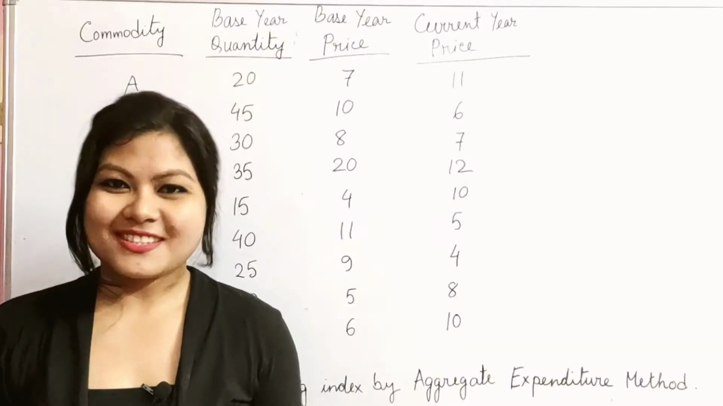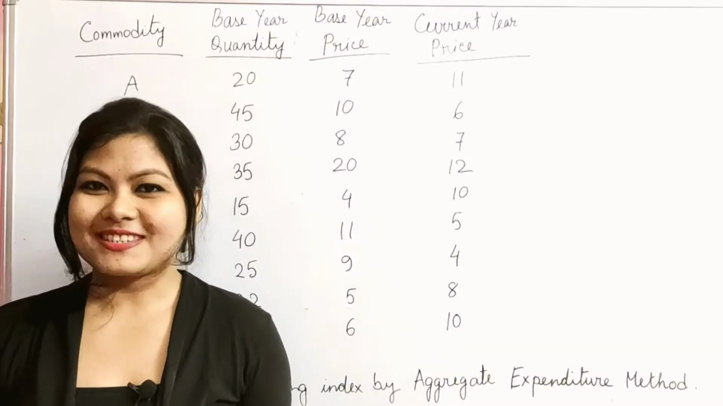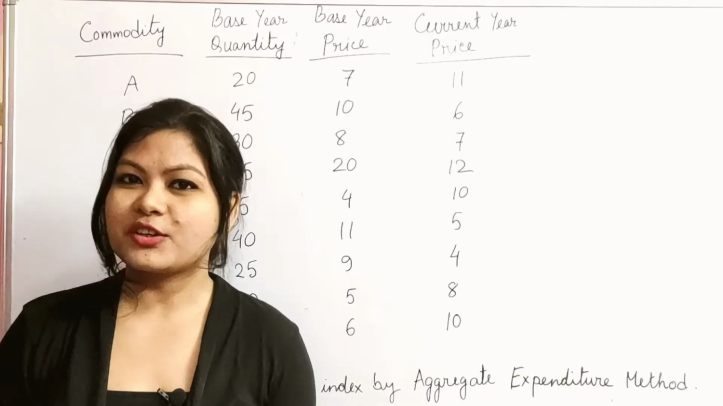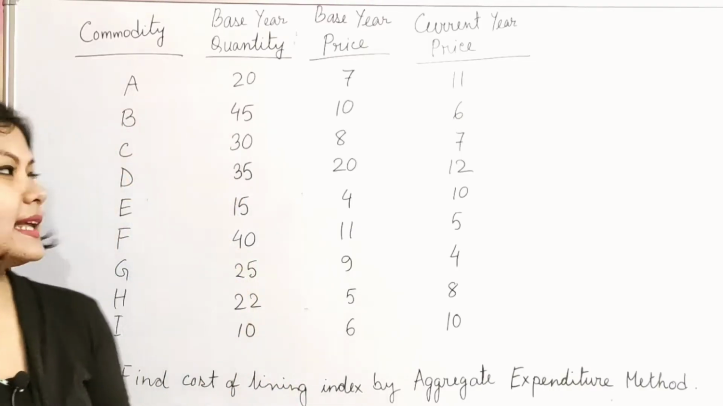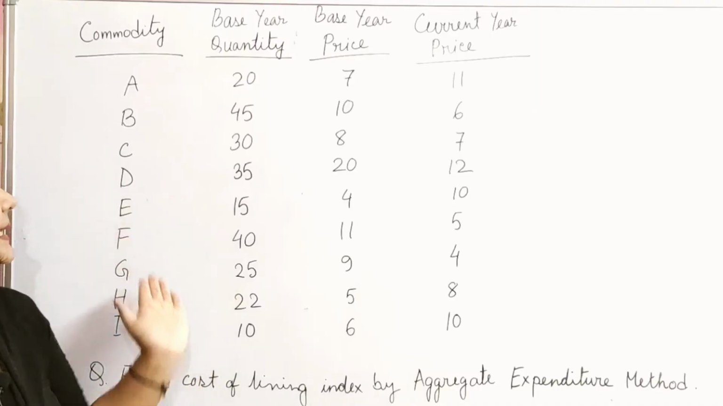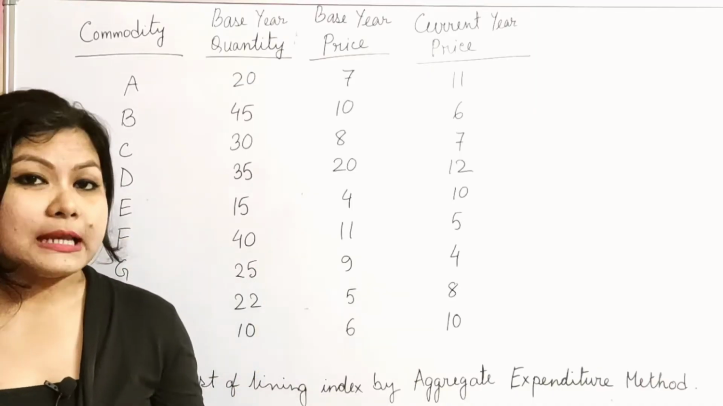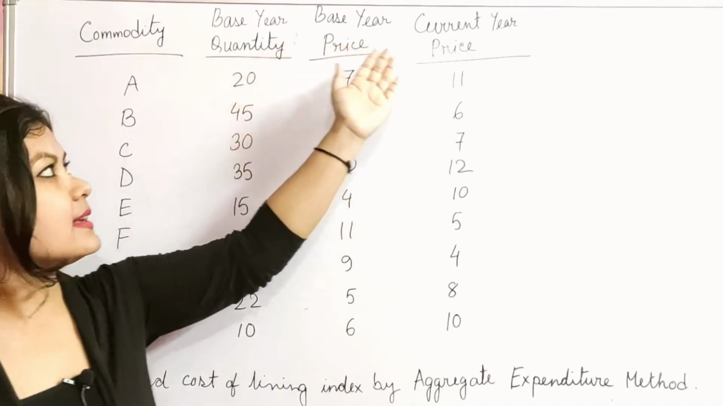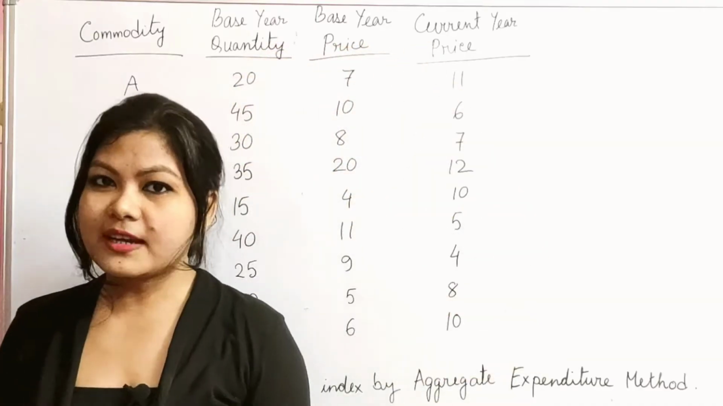Hello everyone, this is Rashmi and today I am going to discuss the cost of living index by the aggregate expenditure method. The question gives commodities A, B, C, D, E and so on, with their quantity and price for the base year, and then the price for the current year.